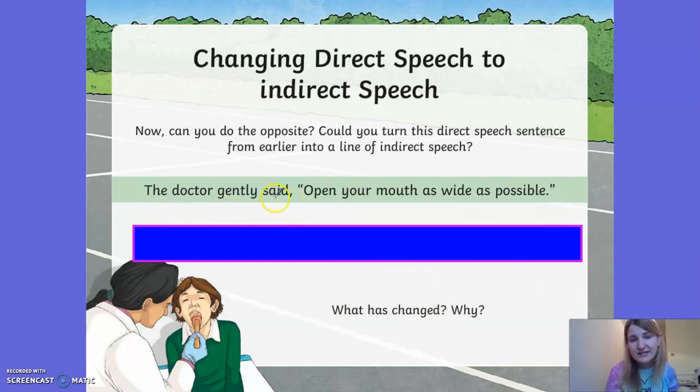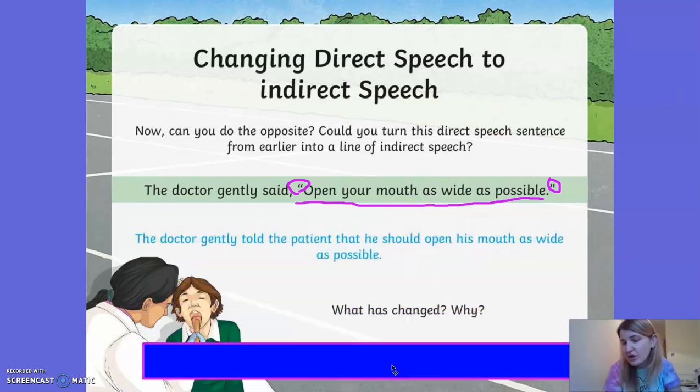So the doctor gently said, "Open your mouth as wide as possible." This is direct speech. We know because we've got the speech marks around exactly what she said. Okay, so how would you turn that into reported speech? How would you tell somebody what the doctor had told him? Okay, again, have a go, pause me, come back when you're ready and we'll have a little look.